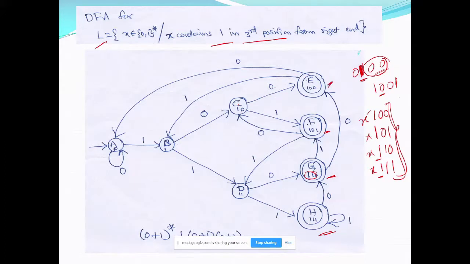Now, suppose I am here in E and suppose I get 0. Then what happens? The last 3 symbols, earlier it was 1 0 0. Now suppose I add one more 0. What happens? Last 3 symbols will become 0 0 0. And this is not any substring of your given pattern. So if the last is 0 0 0, I need not remember. So what I am doing is I am coming to A. The transition on 0 is A.